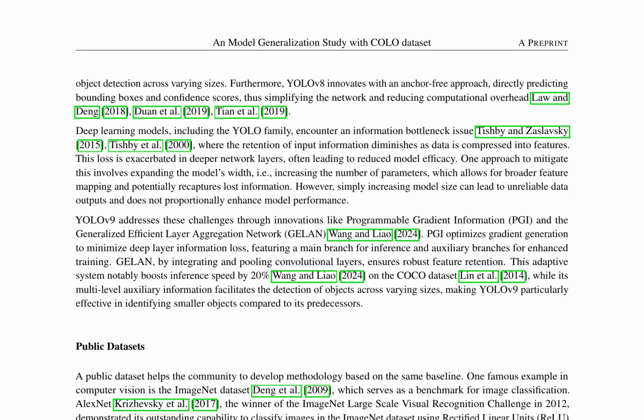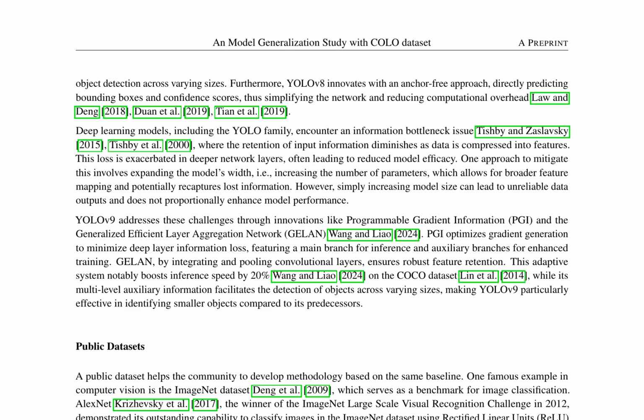The YOLO family models, including YOLOv8 and YOLOv9, are chosen due to their anchor-free approach and ability to predict bounding boxes and confidence scores directly, simplifying the network and reducing computational overhead. YOLOv9, in particular, addresses the information bottleneck issue through innovations like programmable gradient information (PGI) and the Generalized Efficient Layer Aggregation Network (GELAN). PGI optimizes gradient generation to minimize deep layer information loss, featuring a main branch for inference and auxiliary branches for enhanced training.